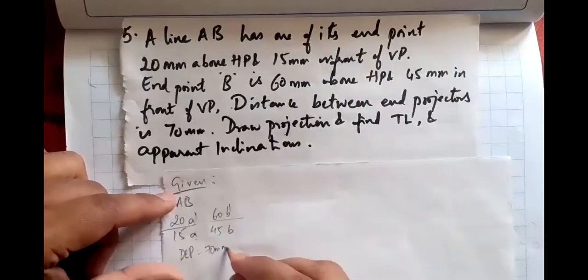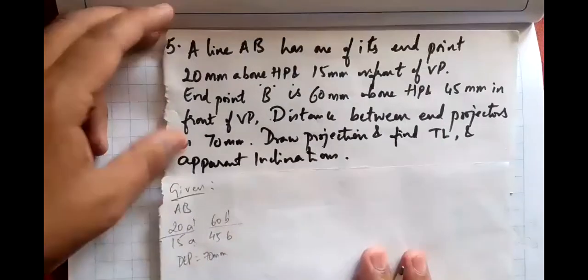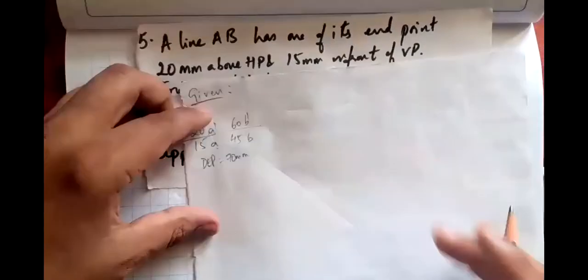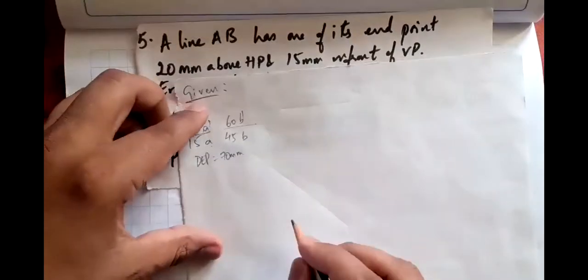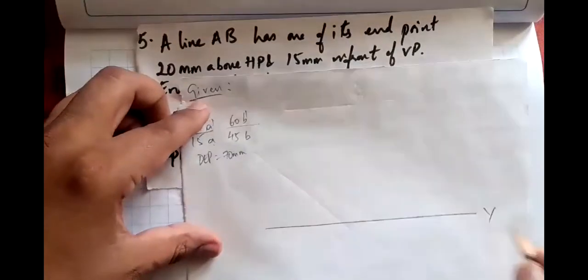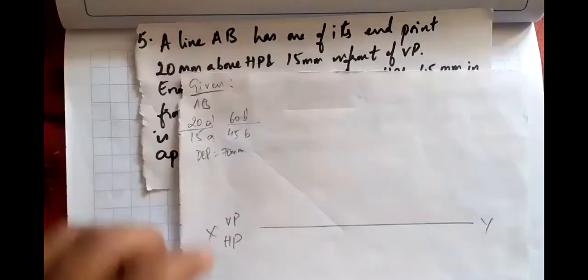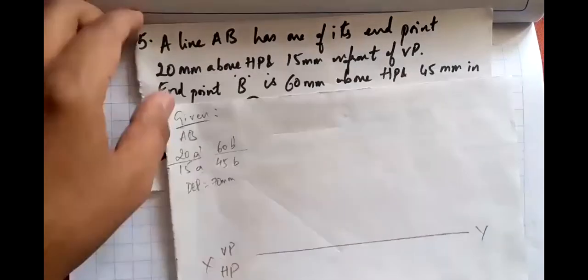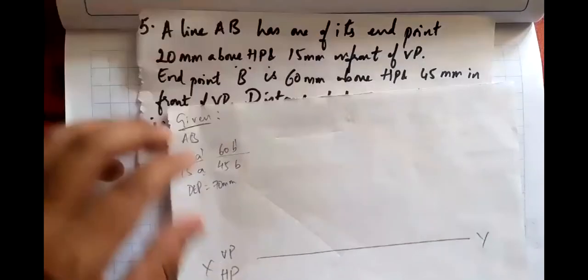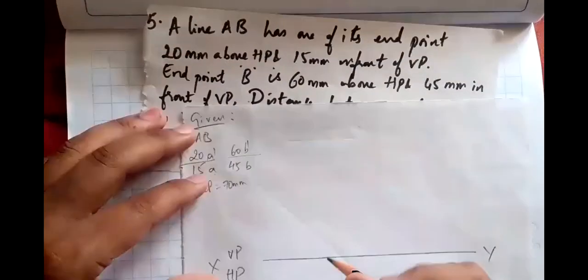So let us start representing the answer as a rough sketch. Based on this condition, I'll draw a rough sketch: XY line, and represent VP and HP first. And let us represent all known conditions first. So 20 above HP, somewhere here I have got A dash.